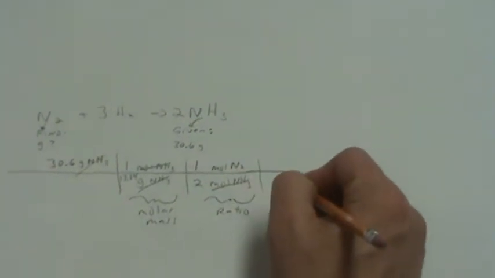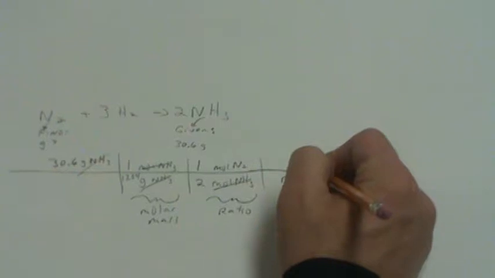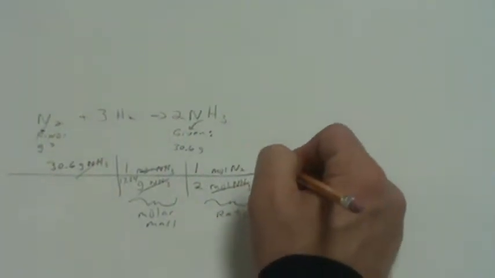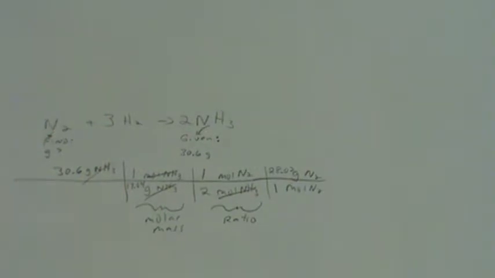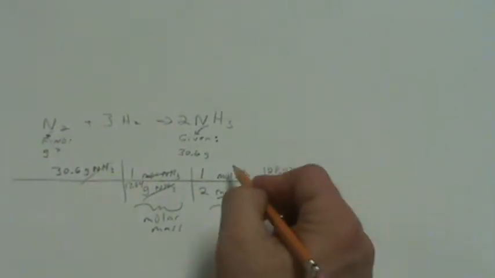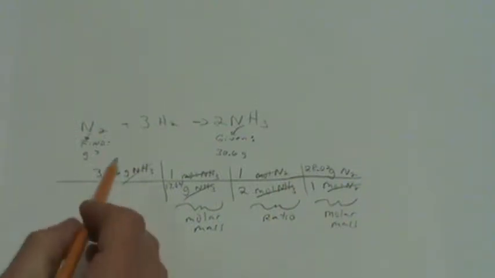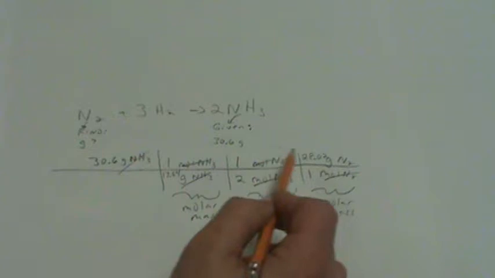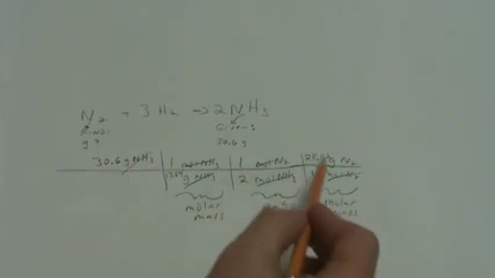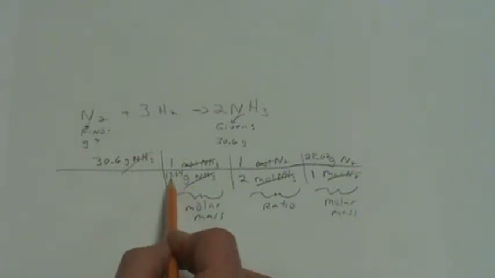I move moles to the bottom of N2, grams of N2. 1 mole is 28.02 grams. Okay? This also, not a very good mark there, is a molar mass step. Cancel out moles. So now I just do my math. And you can rewrite it if you want. I'm just going to point to it and do it on the calculator here. So I have 30.6 times 1 times 1 times 28.02. So really it's just 30.6 times 28.02. Enter. And then on the denominator side is just 17.04 times 2.